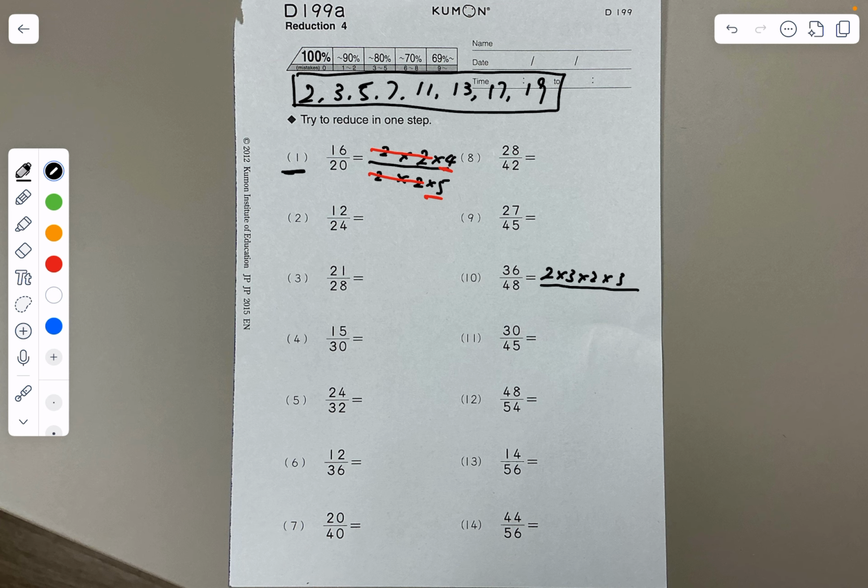6 times 8. And then can we break down 6 into 2 times 3 as well, right? What about 8? What two numbers also make 8? 4 times 2. So I do 2 and 4, right? And as you can see, what can I eliminate? 2 and 2, 3 and 3, and 2 and 2. What do I have left? The 3 and the 4. So the answer for this one is 3 over 4.